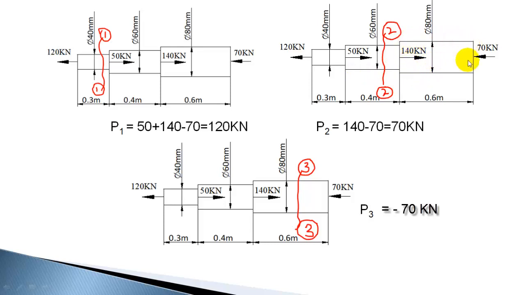Now let us take this portion, and I am passing the section plane there, considering only the right side. You are taking the forces beyond that section 3. So you are passing the section plane considering the forces on the right side. So you get minus 70 because the force is towards left, minus 70 kilonewton.